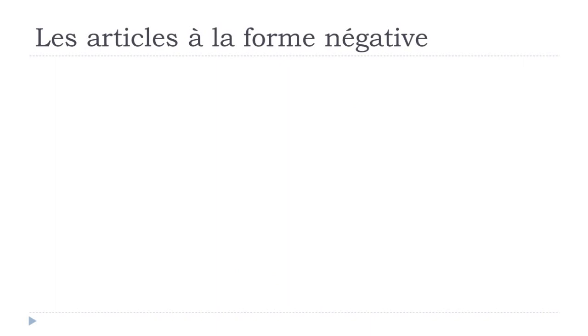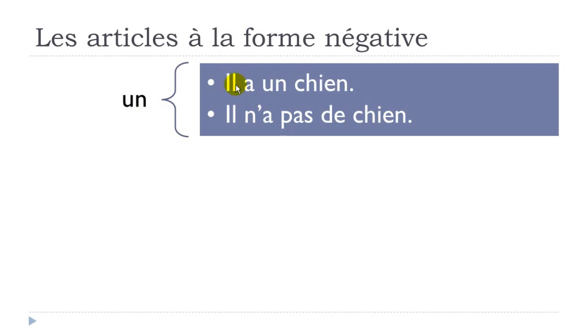So, let's see the example for the article indéfini at the masculine form, like un, for instance. Il a un chien. Okay, un chien, a dog, and here we've got the verb avoir. Il a un chien, so a dog. So keep in mind that if you want to transform this sentence at the negative form, then il n'a pas de chien. So you can see that un here will become de.